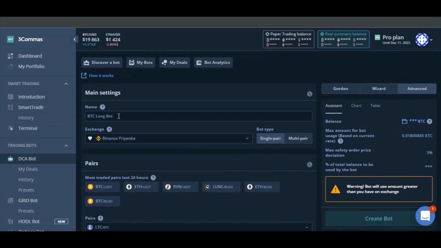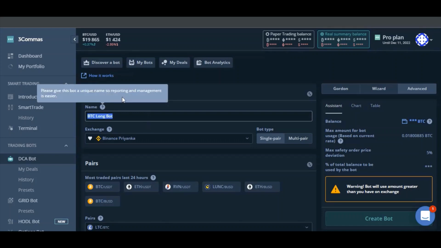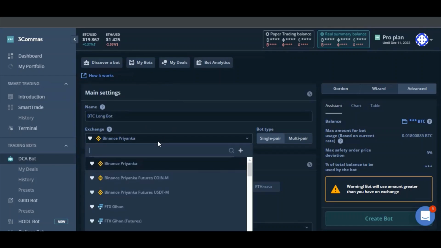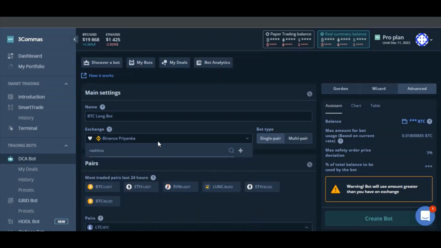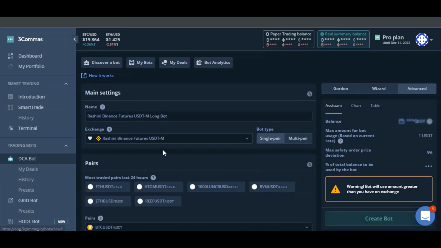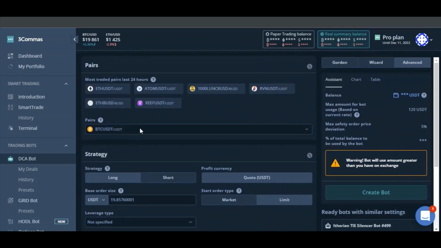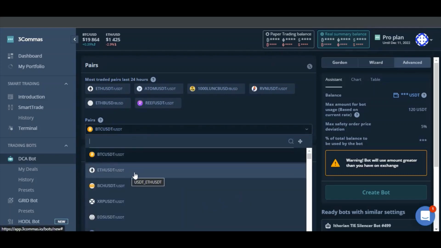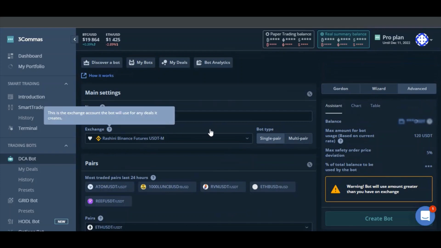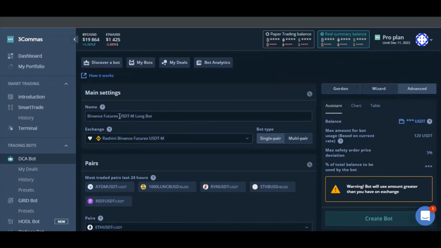Then you can name the bot as you like, whatever name you want. This is only for your identification. The next thing is you have to select the exchange you want to run. I have so many exchanges, but in this case I'm going to run a futures bot. So I can put any name I like, futures. I'm going to use the currency pair Ethereum USDT. All right, so my name would be Binance futures Ethereum USDT, right?